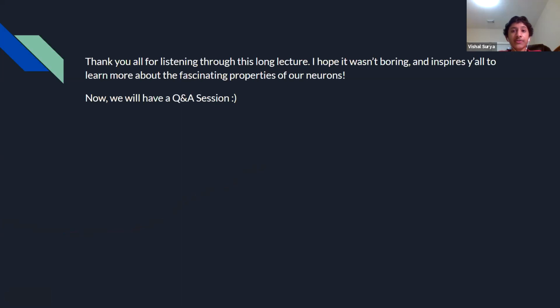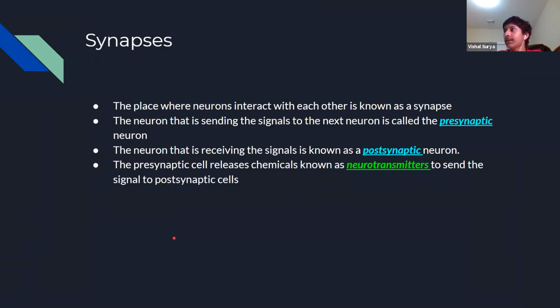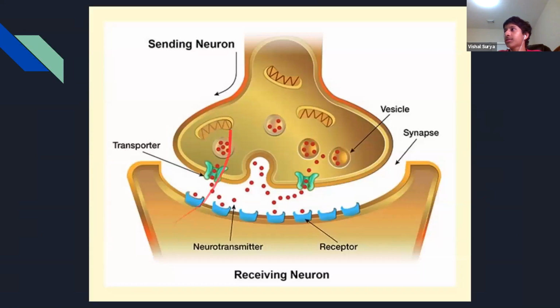Where are neurotransmitters stored before they are released? As you can see right here in this picture, they're stored in these vesicles in the presynaptic, or sending, neuron. So that's where they're stored.